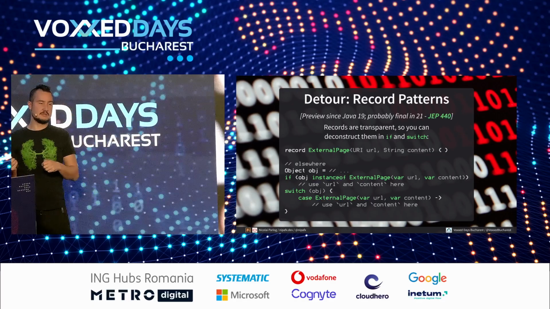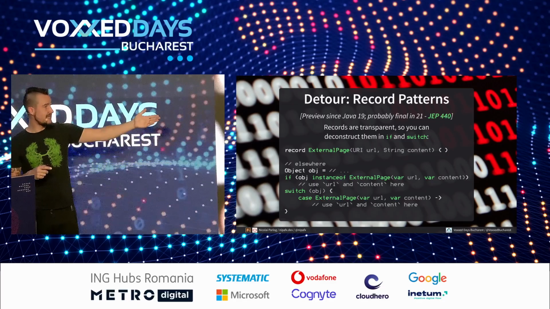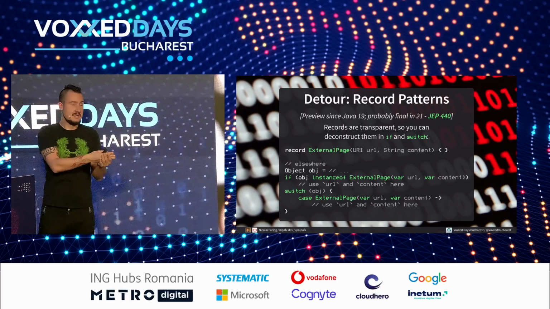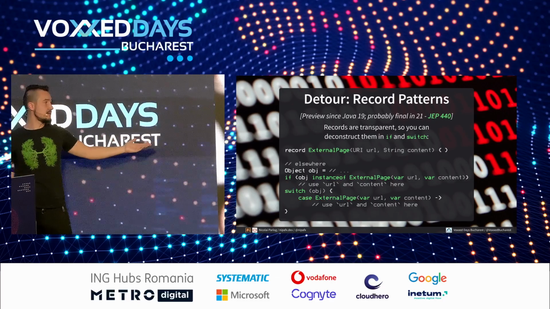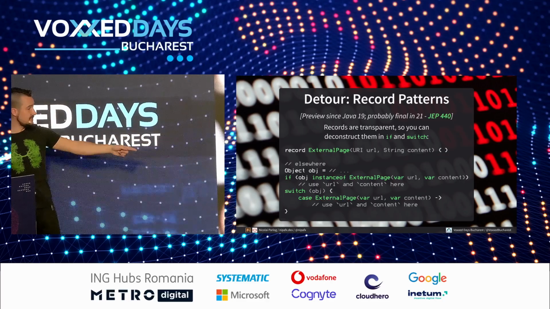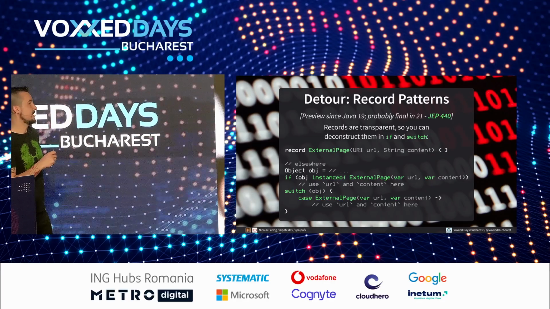So instead of, if it's an instance of external page, I need to cast it and then take it apart, or with what we learned earlier, if it's an instance of external page, the type pattern gives me a variable of that, but I still have to call the accessors. I can, with records, because they are transparent, take them apart immediately on the same line. Just like if it's an external page, give me the content. And the same works in a switch. So we can start using that.